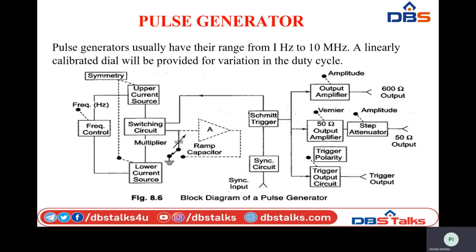So the major difference is that here it is going to generate only pulse signals, whose duty cycle can be varied as per our requirement. Here we have one external frequency control network, which drives the two constant current sources. These two constant current sources are going to provide the input to the integrator.